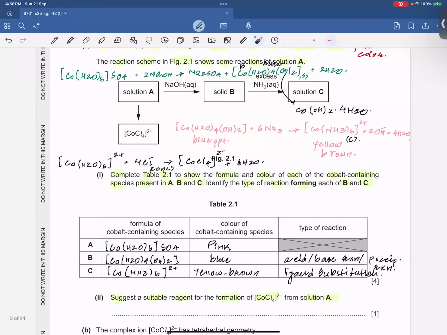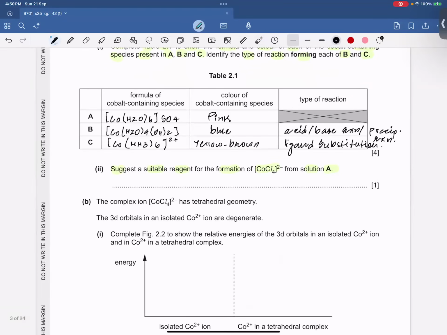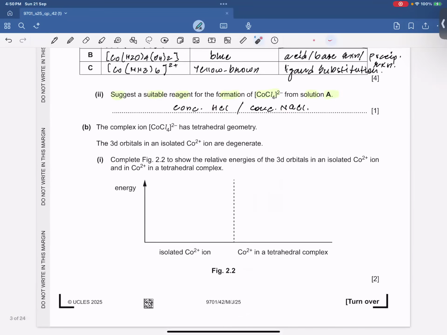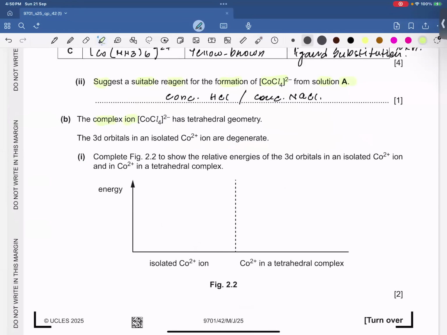So I'm going to write concentrated hydrochloric acid or concentrated sodium chloride, because we need a source of chloride ion. So both of them are correct. You can write any one of them. Next part, the complex ion has tetrahedral geometry. That's true.